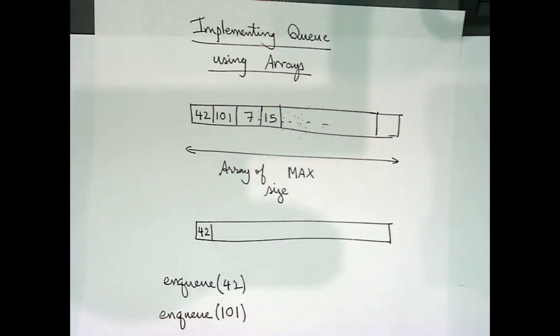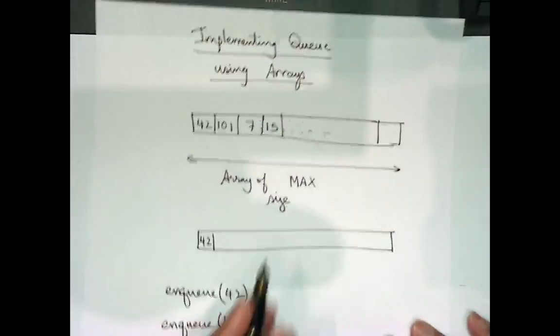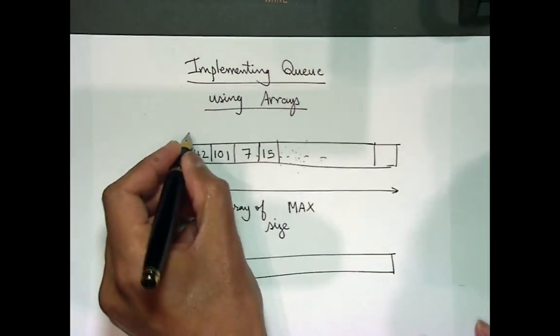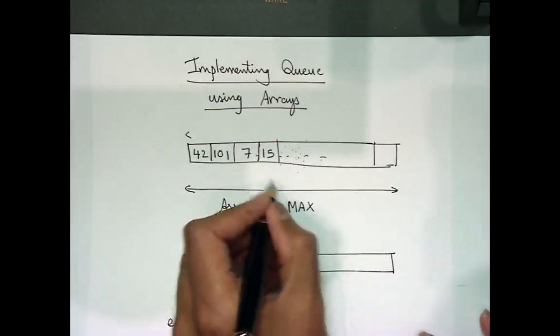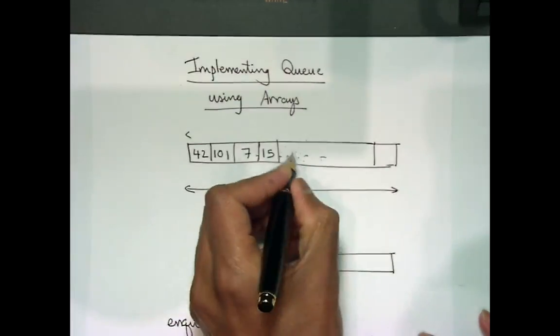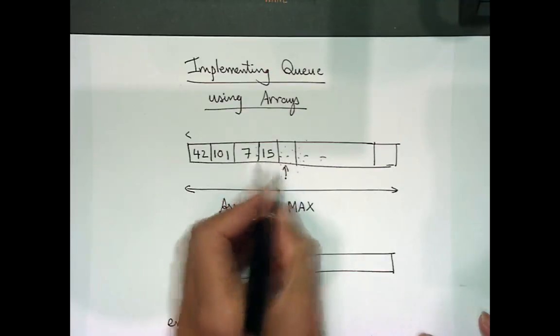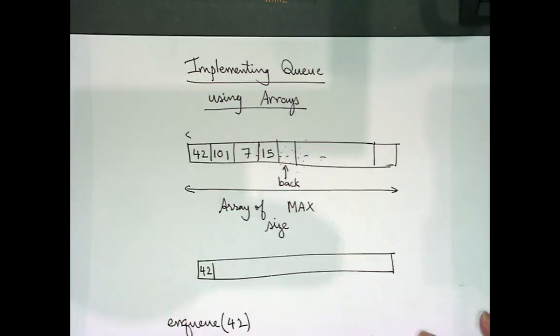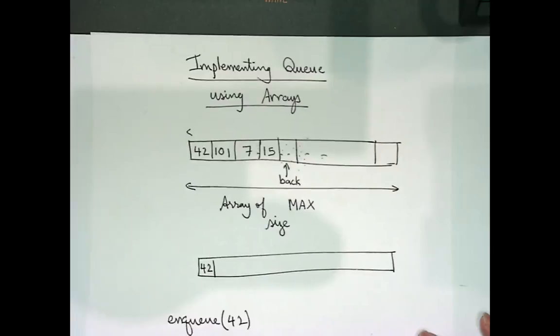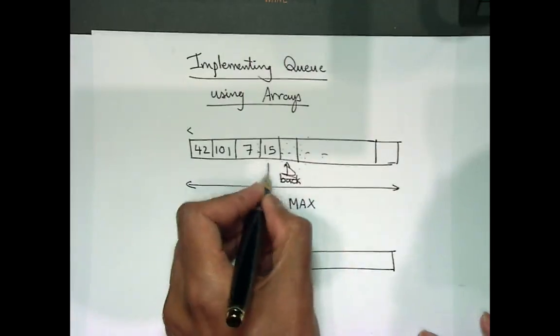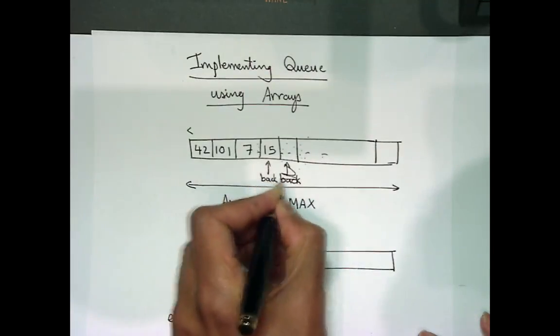Seems convenient to put it after that, right? So if you maintain, let's say, an index that I'll call back, this is the back.